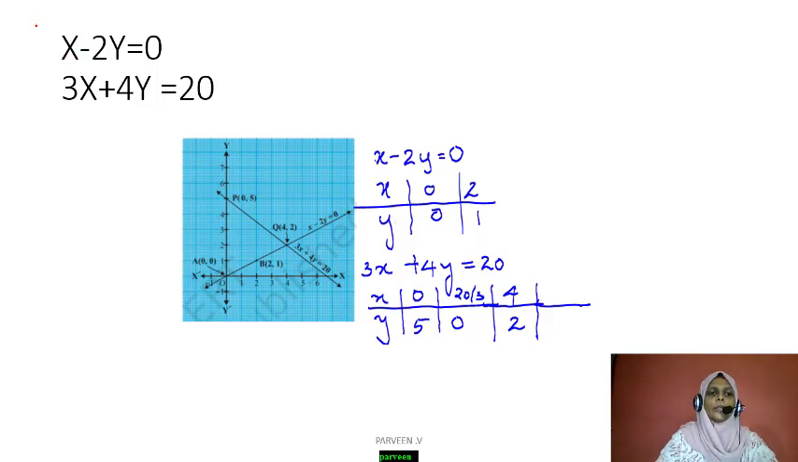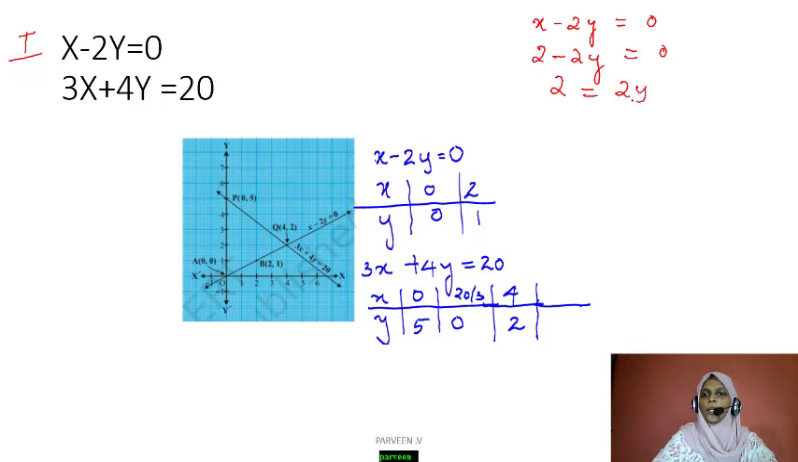I'll take the first pair. x minus 2y is equal to 0. 3x plus 4y is equal to 20. I have the table already done here. When x is 0, y is also 0. When x is 2, y has become 1. In case you don't remember, we'll do it again. x minus 2y is equal to 0. So I'm trying x as 2. So 2 minus 2y will be equal to 0, isn't it? So 2 would be equal to 2y and y would get the value 1.